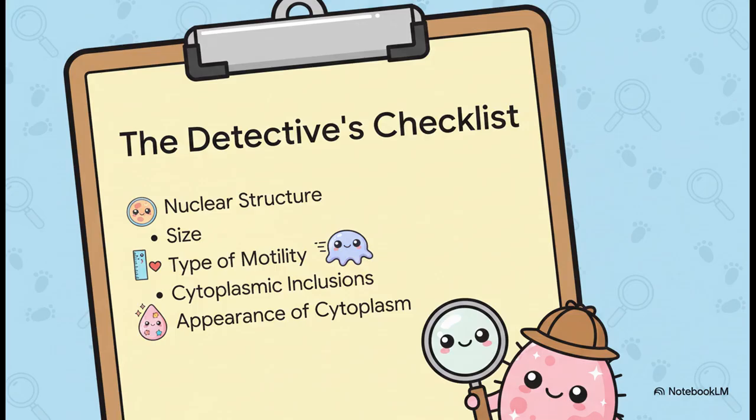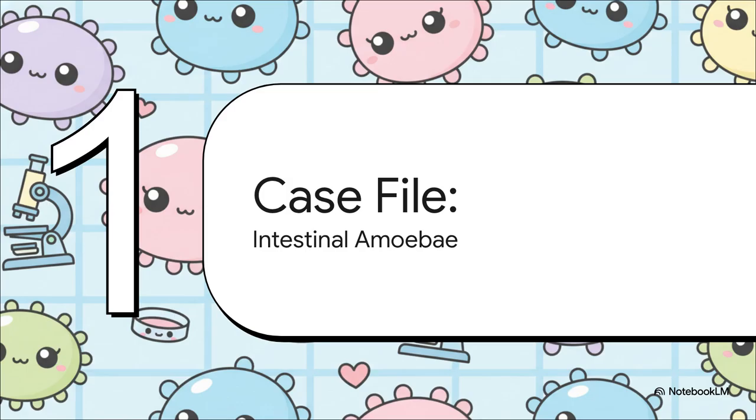So, keeping those two forms in mind, the active trophozoite and the dormant cyst, here are the clues we're hunting for. We're going to be looking at everything from the structure of its nucleus and its size to how it moves, and this is a big one, what it's been eating. This is our detective's checklist for nailing the culprit. All right, we've got our toolkit. Let's tackle our first case file, the intestinal amoeba.